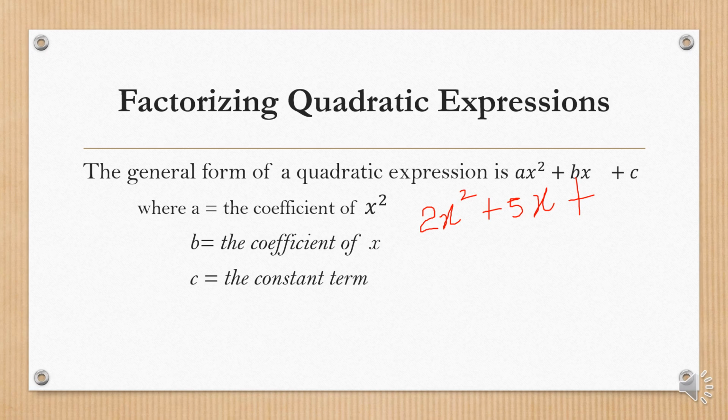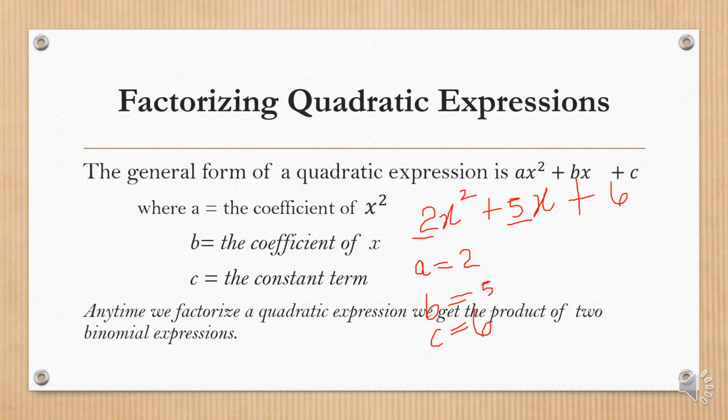plus 6. You must be able to label it. A is the coefficient of x squared, so a is the number in front of x squared. A is 2. 5 is the coefficient of x, the number in front of x, so b is equal to 5, and c is the constant term, so c would be equal to 6. We must be able to label it.